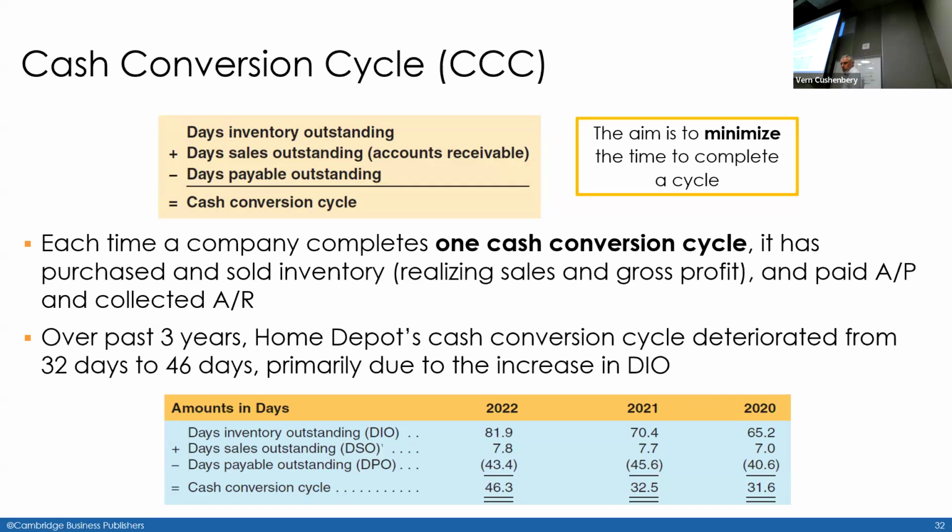And you can see how Home Depot's cash conversion cycle went from 31 to 32 to 46. That's almost a 50% increase from 2021 to 2022. That's a big increase. What drove it? Let's look into the numbers a little bit. Well, the days payable outstanding, that actually went down. So that's a positive increase. The days sales outstanding, well, that's almost identical. Days inventory outstanding went from 70 to 80. So they're not turning over their inventory nearly as fast as they were just last year.